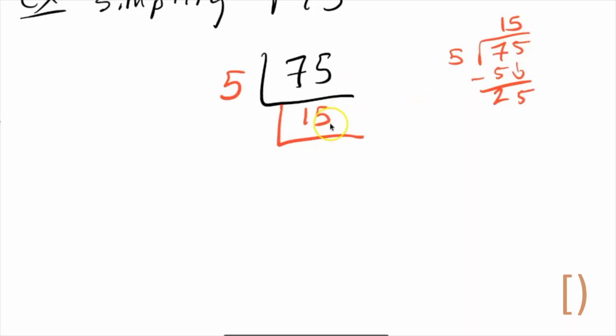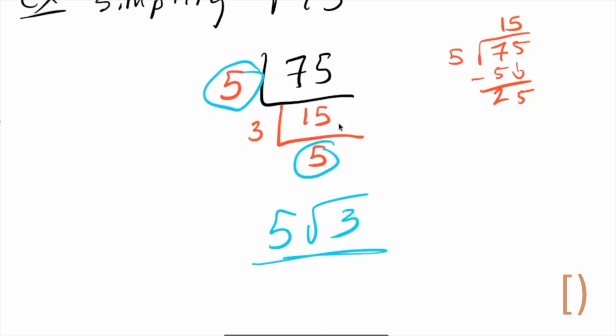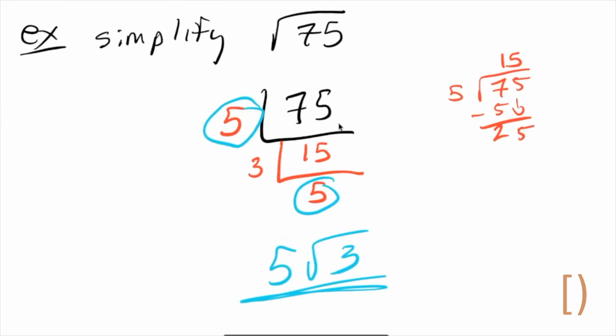Then I go, okay, what divides 15? Prime numbers, 3 and 5. Right, so it's all gone. We have a pair again. We have the pair of 5s. So that goes on the outside, and that lonely 3 stays inside. So like that. That's how you simplify square root of 75.